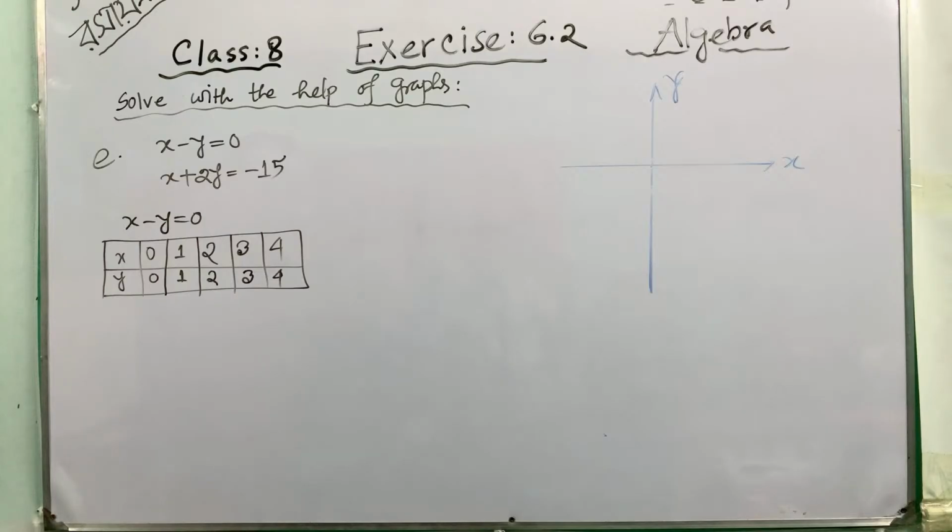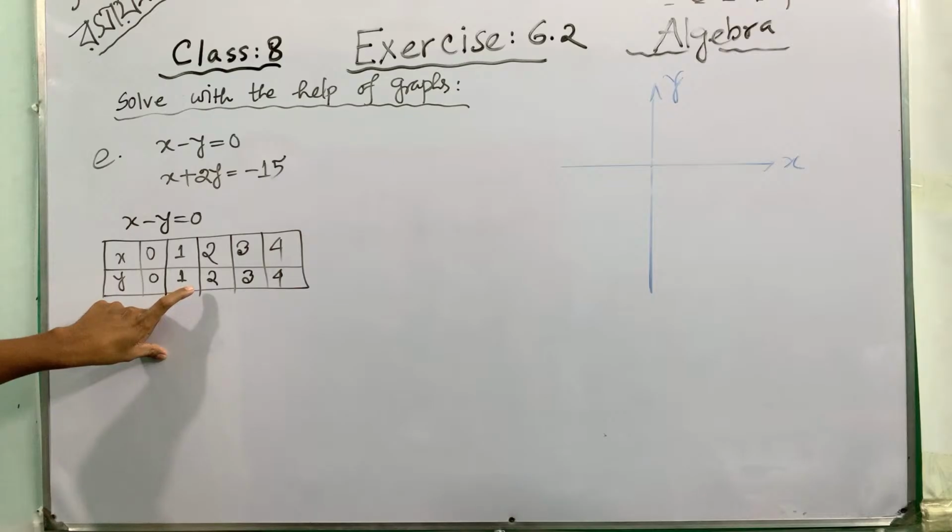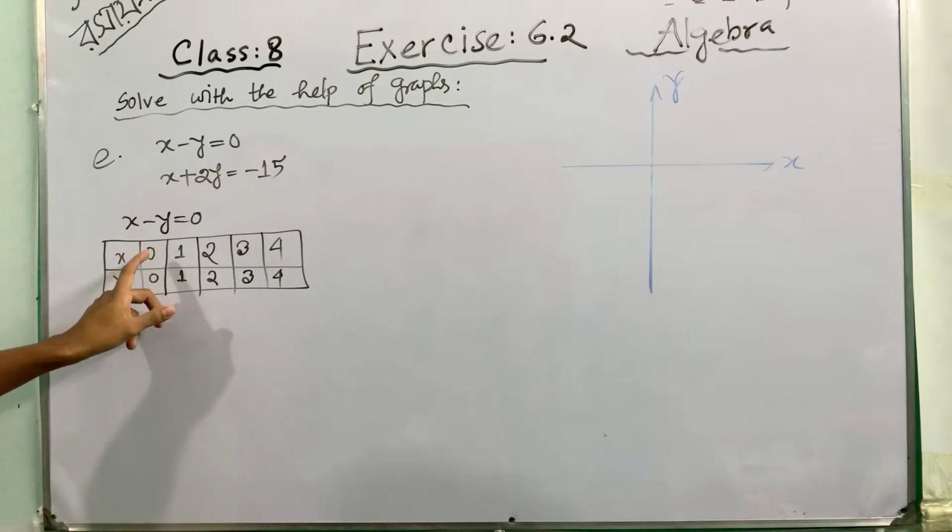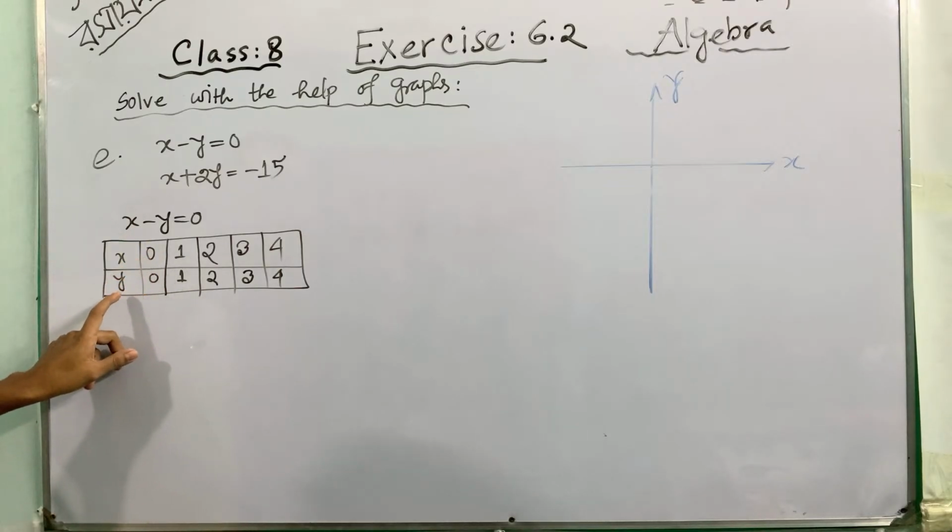I could have chosen any value. I could have chosen 1.5 for x and I would have y equal to 1.5. I could have chosen the negative values of x and I would get the negative values of y. That's right, I could have chosen any value. Positive values, negative values, fractional values, doesn't matter. But my choice is always going to be such that it is convenient for me.